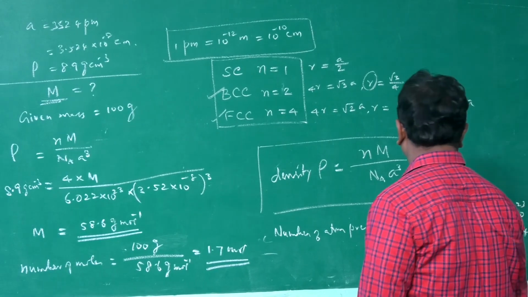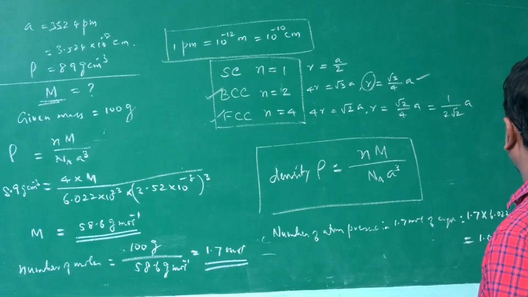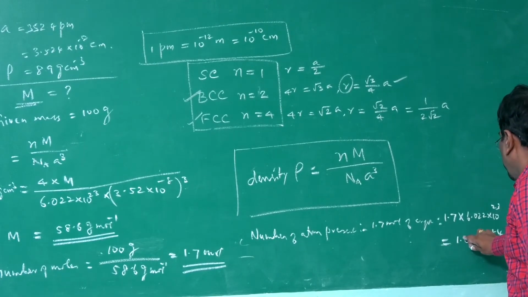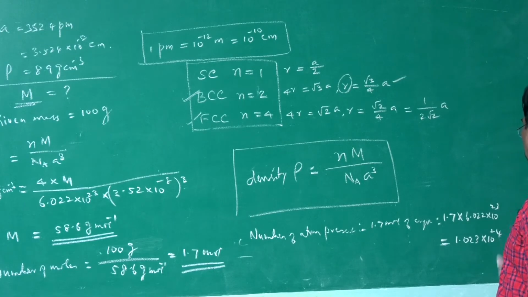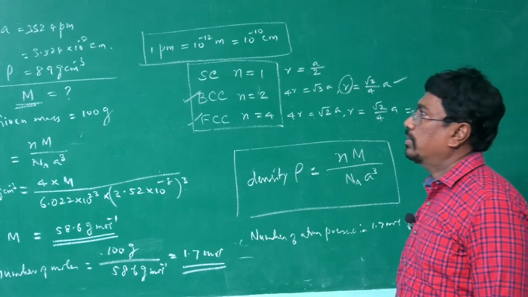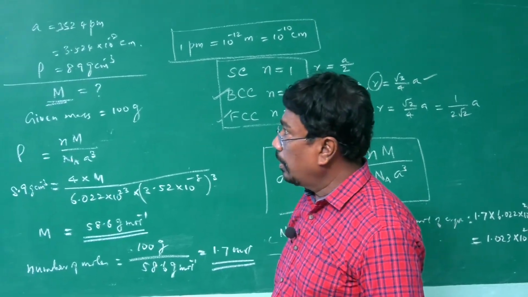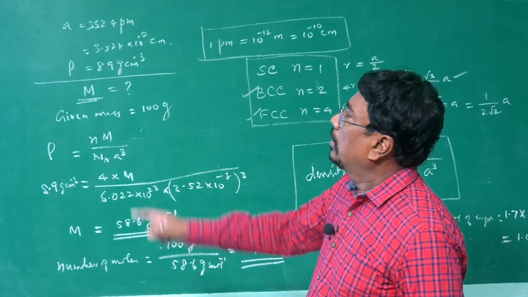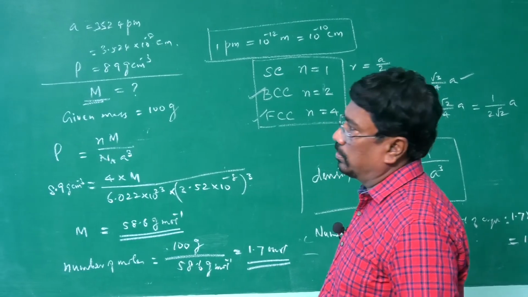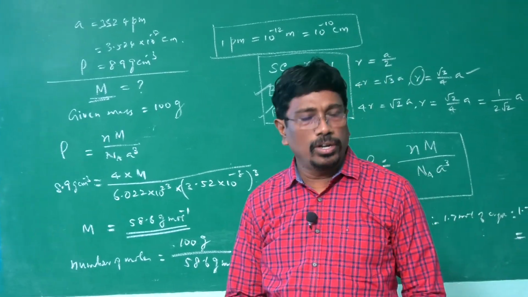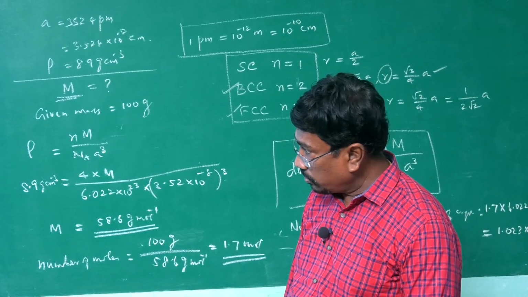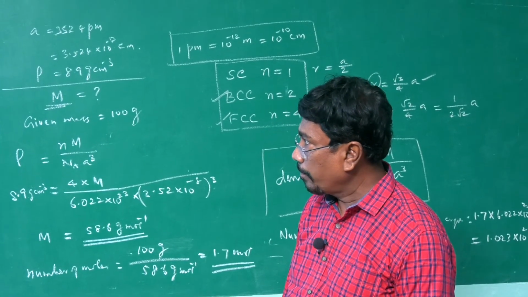So 6 into 17 approximately comes to 10. Therefore 10 is made a one-digit number, so it is multiplied by 10. We are getting 1.023 × 10^24 atoms. The question is the number of atoms present in 100 gram of an element, and that is found to be this much. Then let me go into the next question. Immediate next question, evaluate yourself.